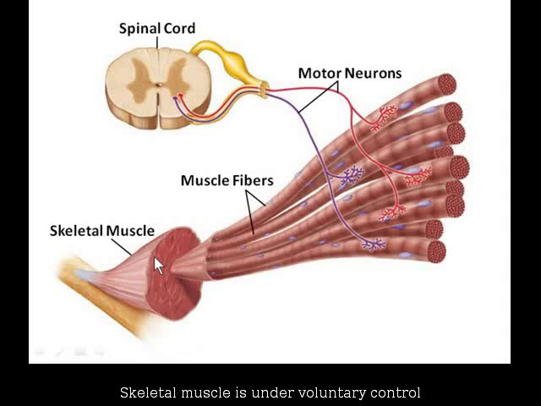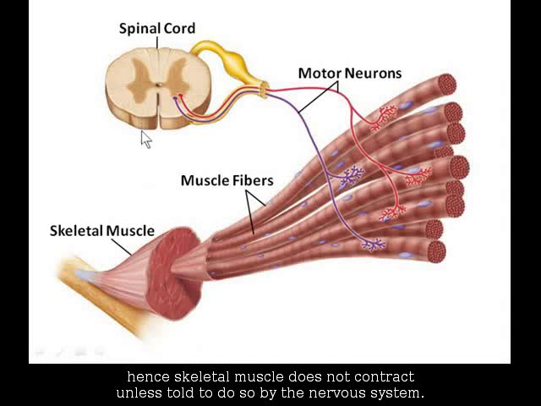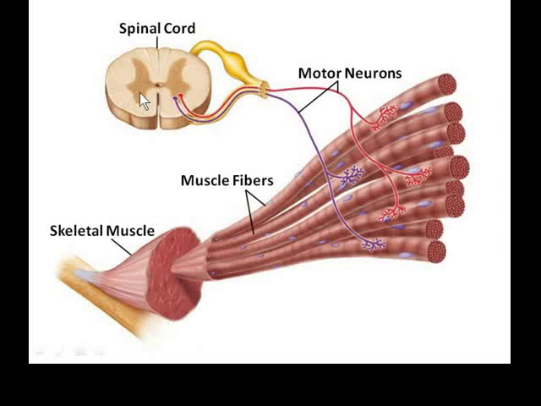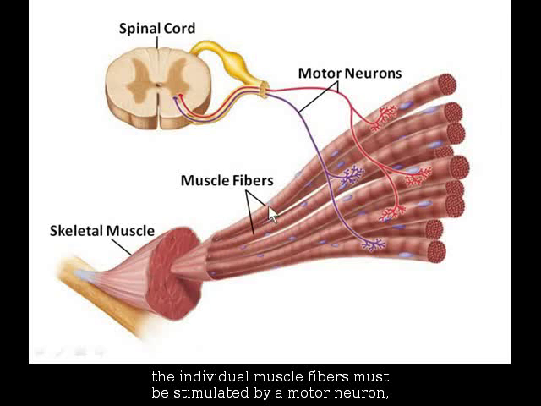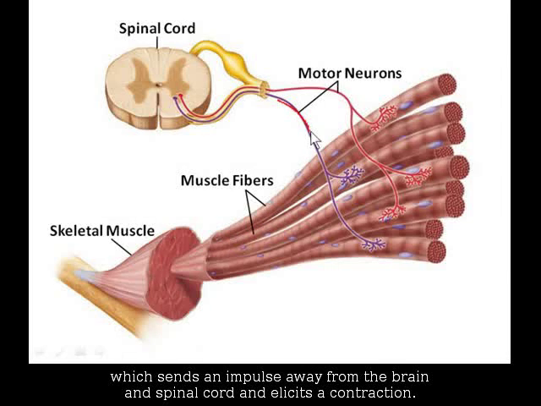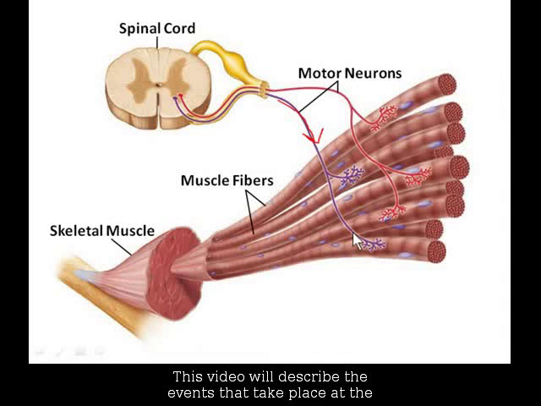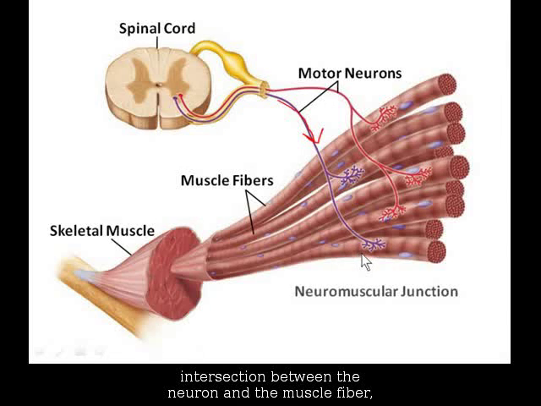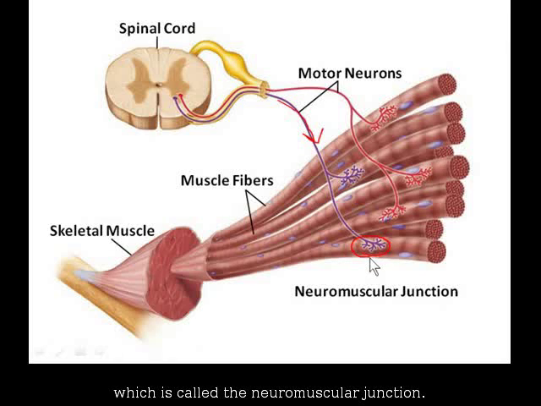Skeletal muscle is under voluntary control. Hence, skeletal muscle does not contract unless told to do so by the nervous system. For a skeletal muscle to contract, the individual muscle fibers must be stimulated by a motor neuron, which sends an impulse away from the brain and spinal cord and elicits a contraction. This video will describe the events that take place at the intersection between the neuron and the muscle fiber, which is called the neuromuscular junction.